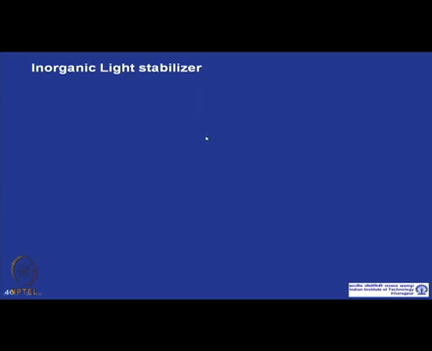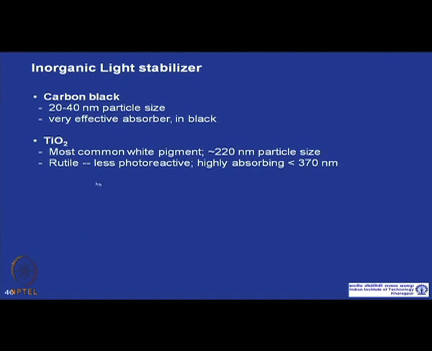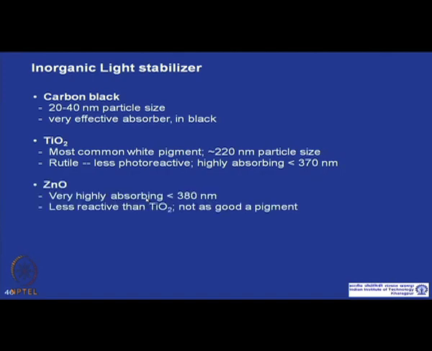There could be inorganic light stabilizers or photostabilizers as well. For example, carbon blacks, which have particle sizes from 20 to 40 nanometers, and they are very effective absorbers, but obviously they can only be used in samples which are meant to be black. Titanium oxide is another UV absorber which absorbs highly below 370 nanometers. Another example could be zinc oxide and iron oxide, but some other pigments also can be used.